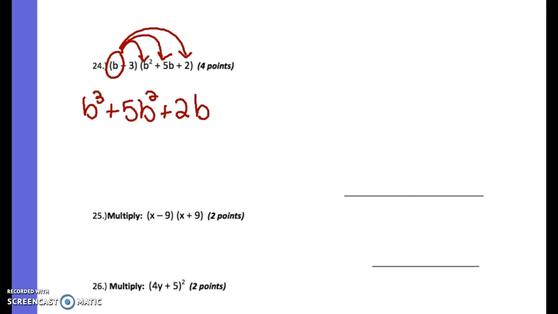Then we're going to distribute our positive 3. 3 times b squared is plus 3b squared. 3 times 5b is plus 15b. And 3 times 2 is plus 6.